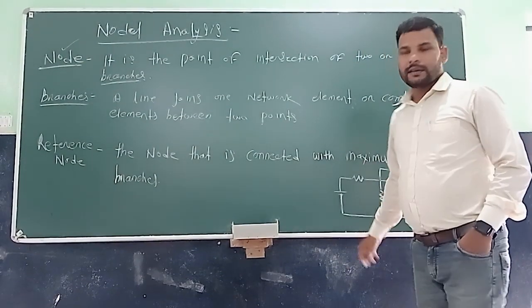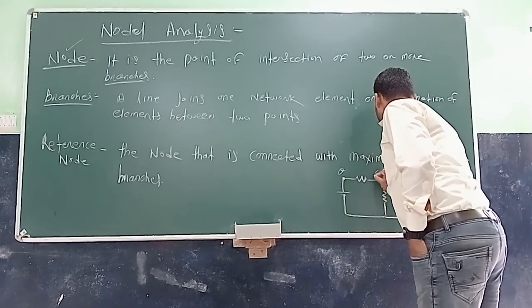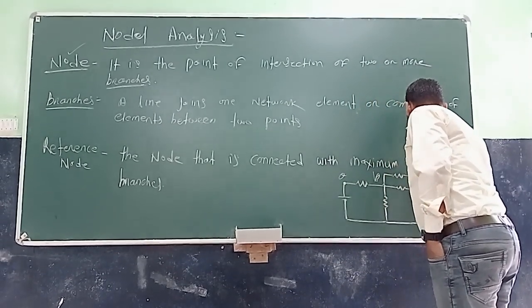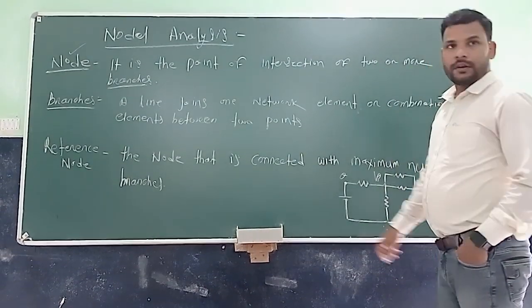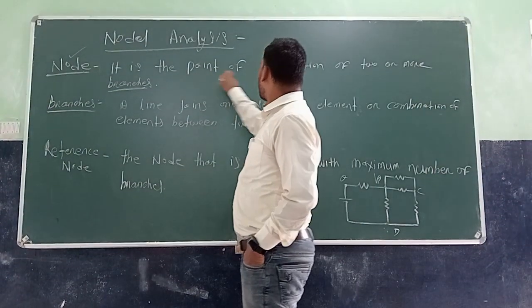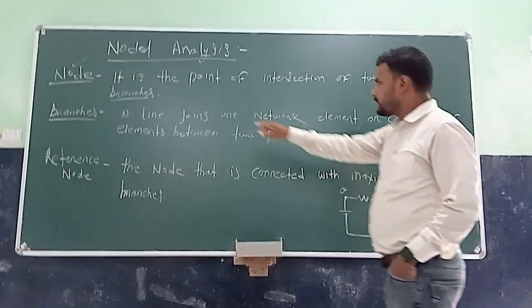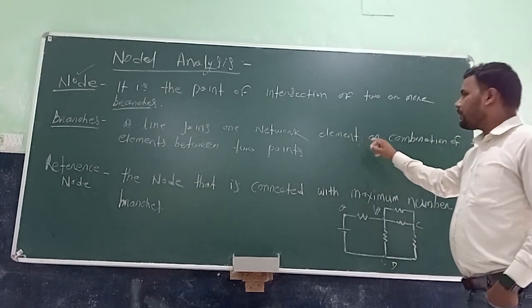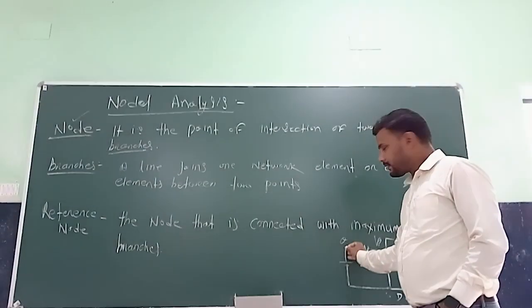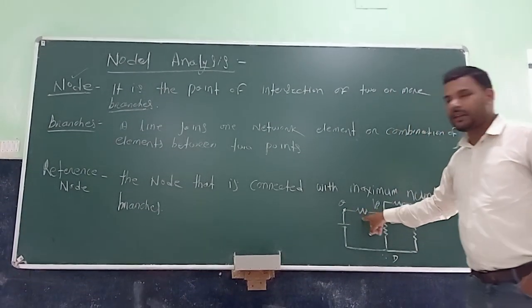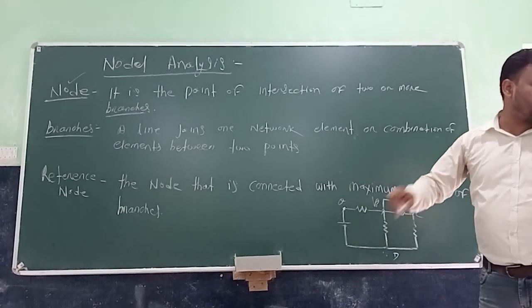This one is a network. Here this one is node A, this one is node B, this one is node C, and this one is node D. A node is the point of intersection of two or more branches. A branch means a line joining one network element or a combination of network elements between two points. Here is a line. This line starts here and goes up to here with a network element. So a line with a network element or combination of network elements is known as a branch.